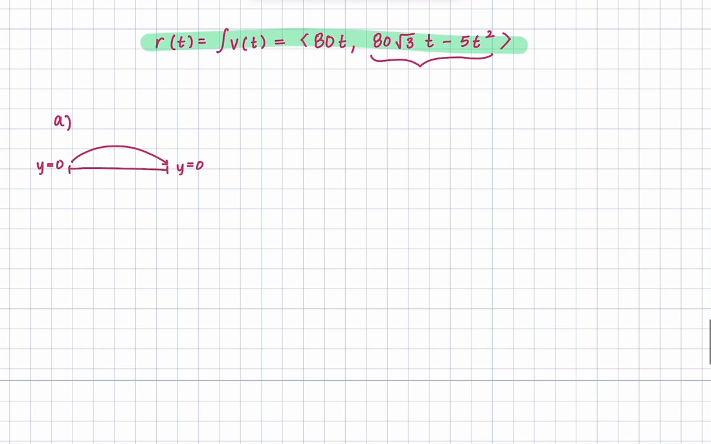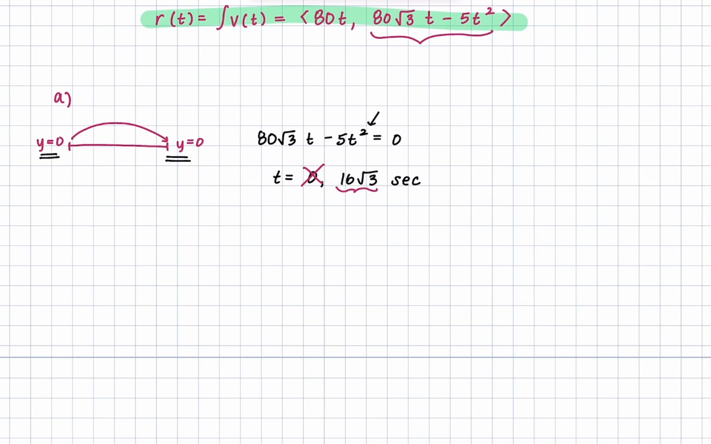So it's going to be 80 root 3 times t minus 5t squared equals 0. When I solve for t in my calculator, I'm going to get two solutions because we have a squared. It's going to equal 0, but it's also going to equal 16 root 3. Because we're looking for the range, we don't want the time that it starts to launch. We want the time when it lands. So we can disregard the 0 and just focus on 16 root 3.